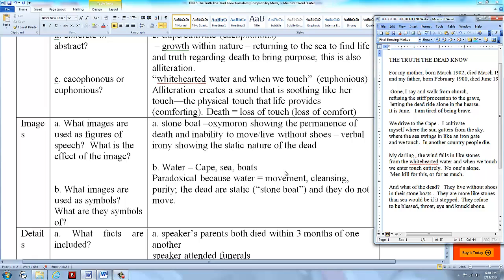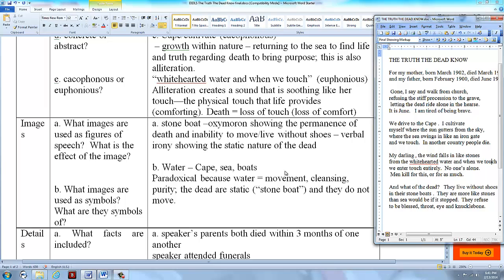Images as symbols. The water in general, we see a lot of different terms used to show water. The cape, sea, boats. All of this is a paradox because water is movement and cleansing and purity, yet the dead are static in their stone boats and the inability to move without their shoes. And so therefore you have this conflicted nature of our speaker as well as death, or what death means to her.